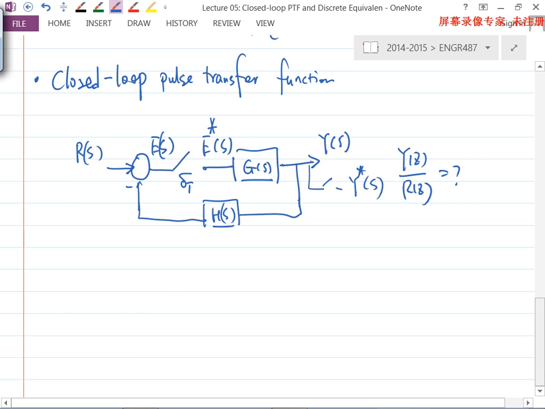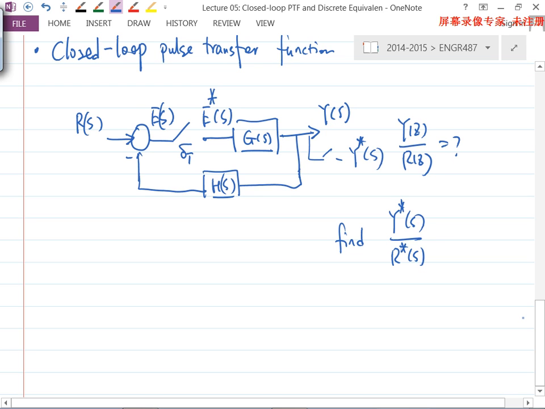So when you try to find the closed loop pulse transfer function, this is what you're trying to find: Y of Z over R of Z. Once you find this, you can change the S to Z. It's not a direct change, but the replacement is S equals 1 over T log Z. But we know that any Z function signifies the star Laplace transform. So this is what we need to find here.